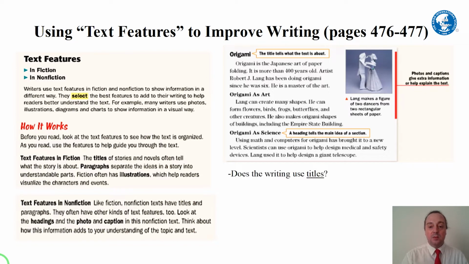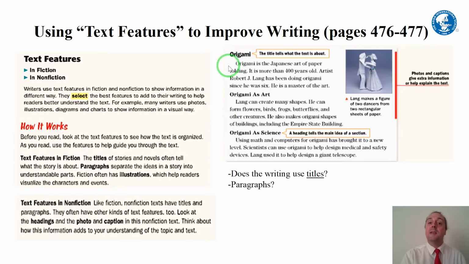Okay, so our first question is, does the writing use titles? Well, of course it does. The title is here, Origami. So we know before we read what we're going to read about. Okay? It also uses subtitles or subheadings. So we have origami as the main title, and then we have origami as art, origami as science. So that helps us understand what these different ideas are.